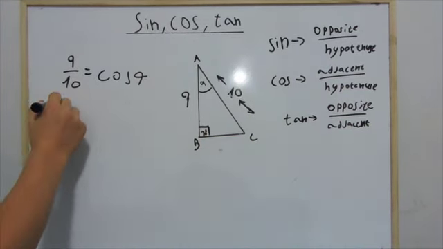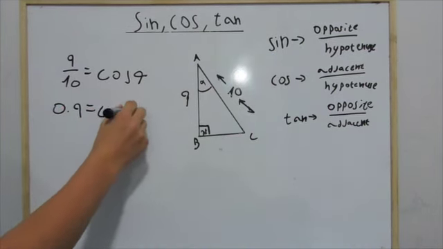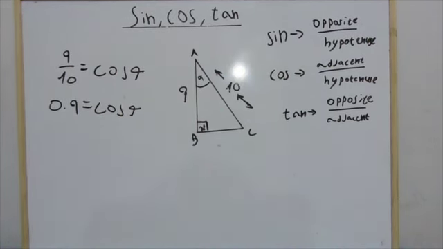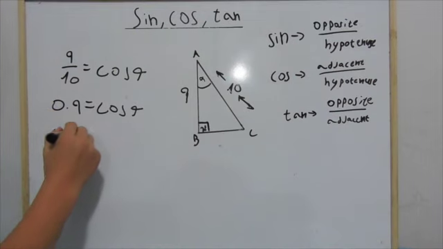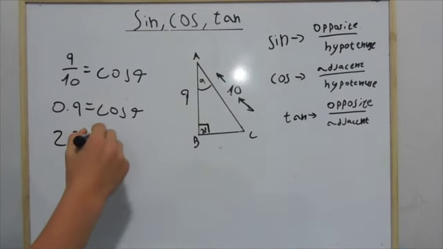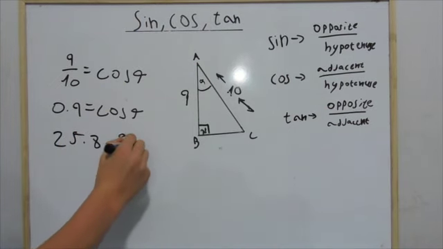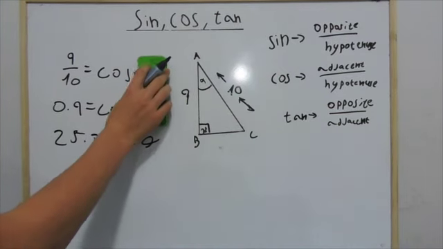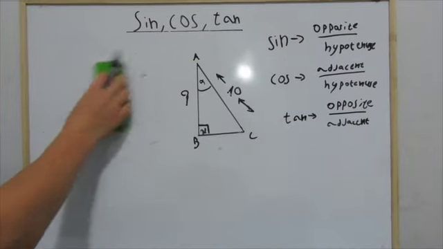Now the ratio is 0.9, and same thing, we go to our calculator, we press shift cosine, and then just press 0.9, and that will give us the value of alpha. So alpha here is 25.84. Okay, so that's also pretty easy. Now we're going to try to solve a problem with tangents.